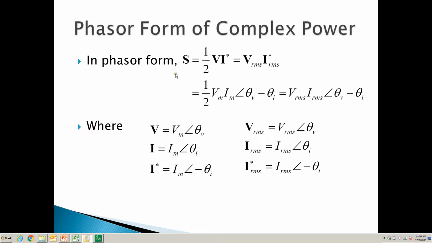So if we can figure out the phasor representation of the voltage and the phasor representation of the current through an element, we can also determine the complex power of the element. That in turn tells us about the rate of energy storage or energy dissipation within the element.